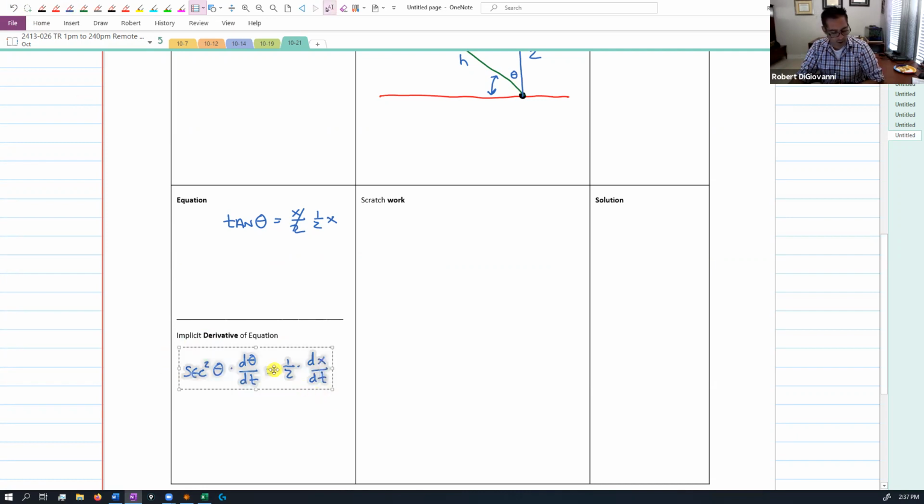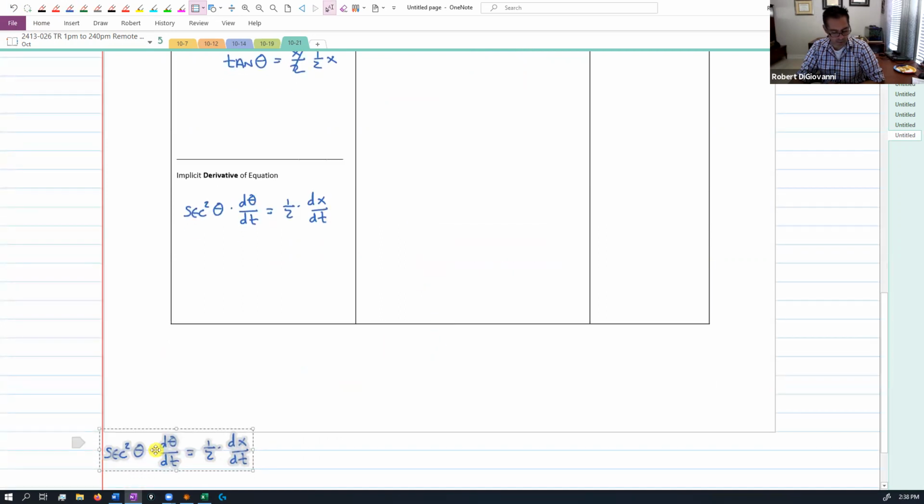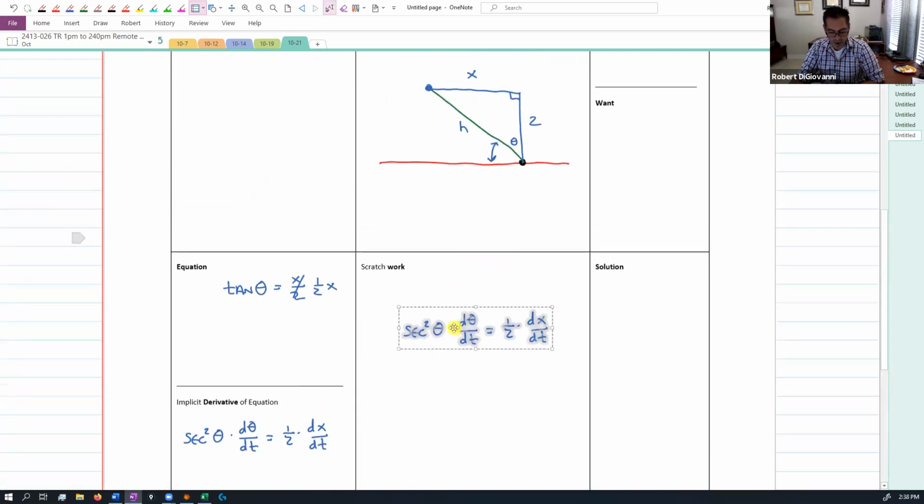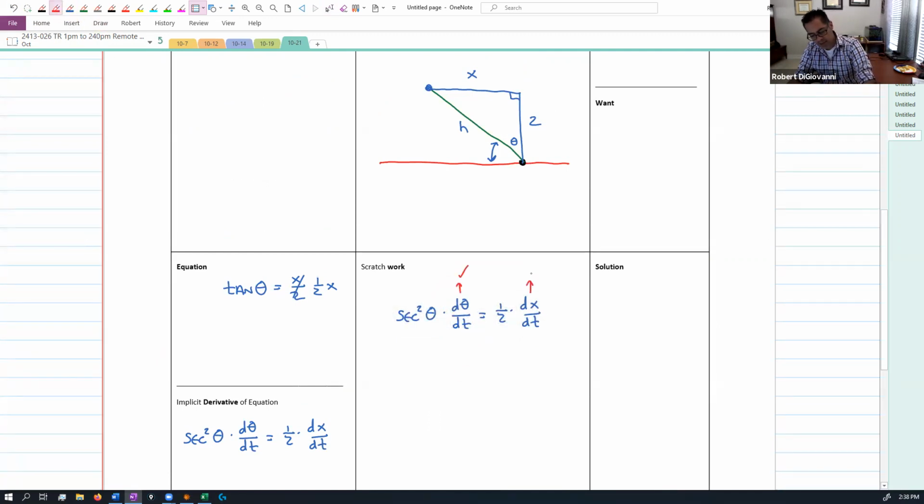I only need to know one thing to do this. One thing I don't have: dθ/dt is what we're looking for. dx/dt we're given. And this right here, secant squared θ, would be the only thing I need to do.